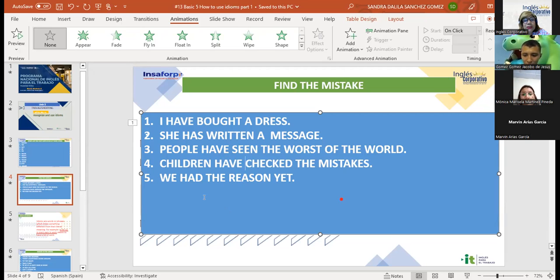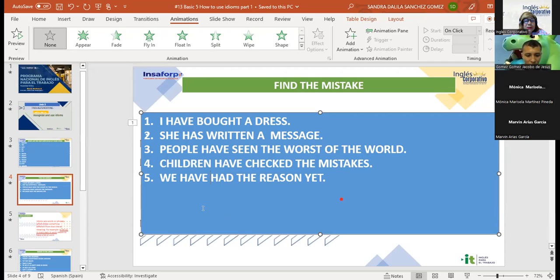Number five, we have the reason yet. We have had the reason yet. But here is another mistake, because yet means that the action is not finished. So this has to be negative. What is the negative?